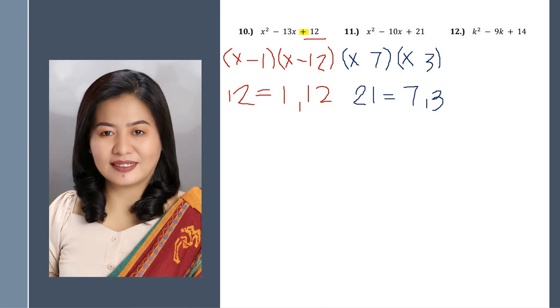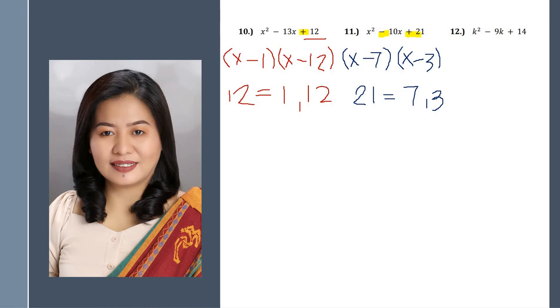The last term, the sign is plus 21, so both will have the same sign. But we check the middle term. Since the middle term is minus, we will be following that sign. So negative 7 times negative 3 is positive 21. Negative 7 plus negative 3 is negative 10. So the factors of x squared minus 10x plus 21 are x minus 7 and x minus 3.